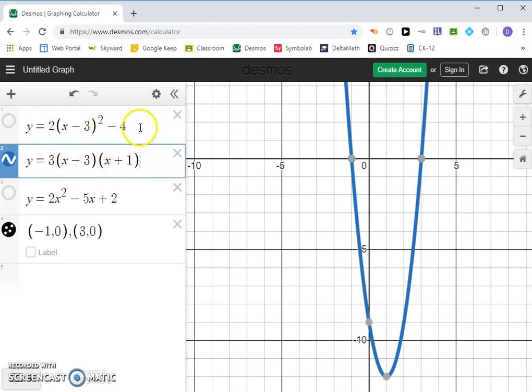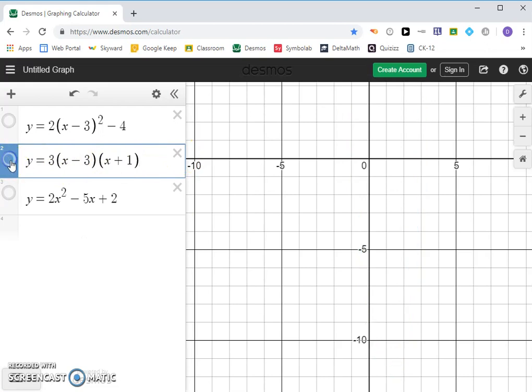You can't tell that information from vertex form, but you can tell the vertex. On this one, in factored form, you can read the x-intercepts right off of there. Okay, so that's the feature of the factored form. Again, we'll talk about the number out in front in just a little bit. Okay, so let's turn that off and take a look at the last one here.